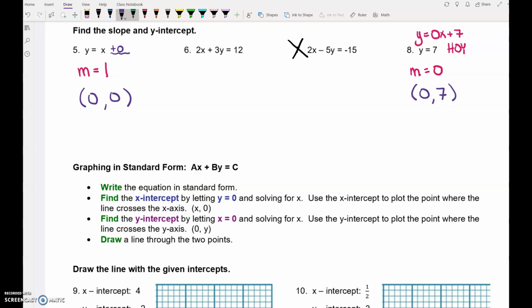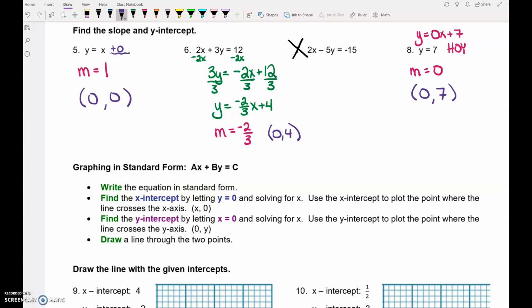0, 7. Number 6, what do we need to do before we can identify the slope and the y-intercept? Get the y by itself. So let's subtract 2x. 3y equals, we could write 12 minus 2x. I'm going to write it negative 2x plus 12, just to make it look more like mx plus b. Then divide everything by 3. And then we can identify that our slope is negative 2/3, and our y-intercept is 0, 4.